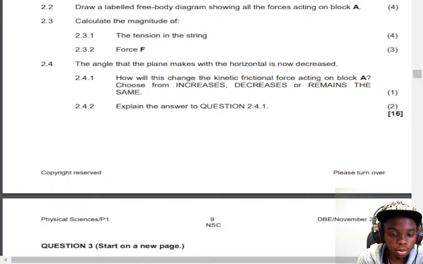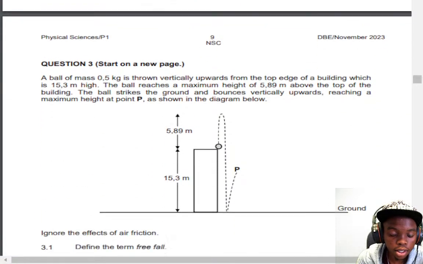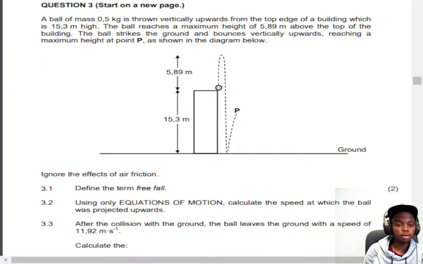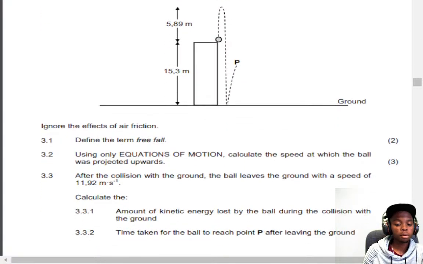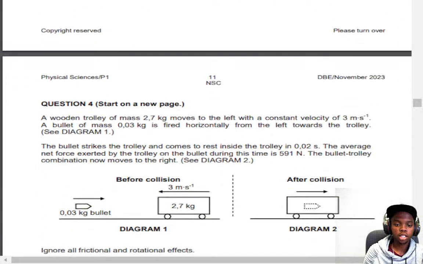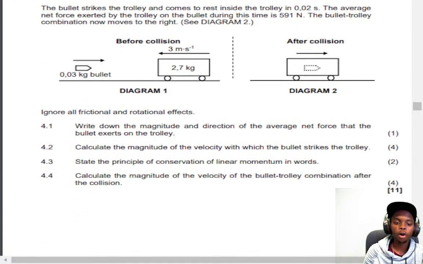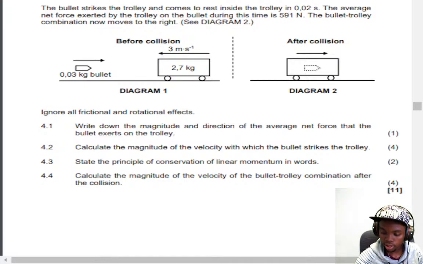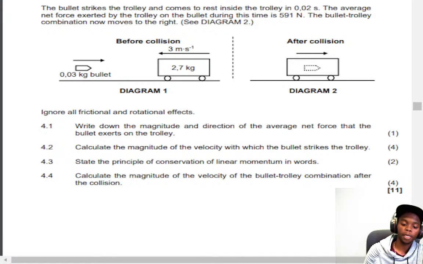And then we'll skip, go to question 3. Question 3, first question, 3.1. Definition. That's another 2 marks. Pass question 3. Question 4, 4.3. State the principle of conservation of linear momentum. Another 2 marks. That's already 6 marks. You already have 6 marks.